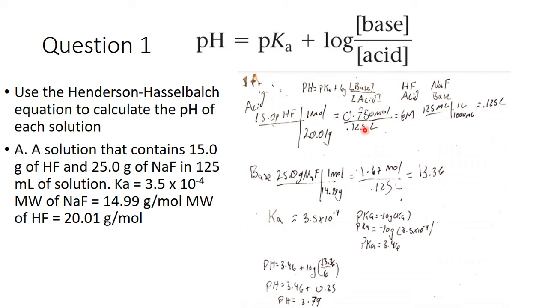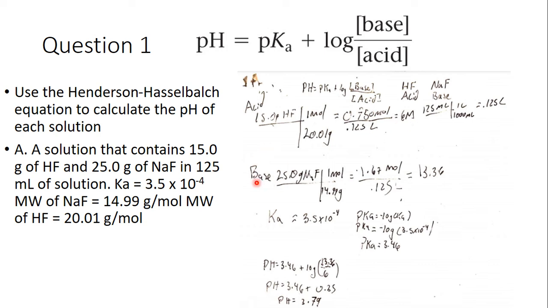To get molarity, I need to divide by volume. Volume in liters, I have 125 milliliters. So I take 125 milliliters divided by 1,000 milliliters to get 0.125 liters. So I take my moles divided by my liters to find 6 molar.